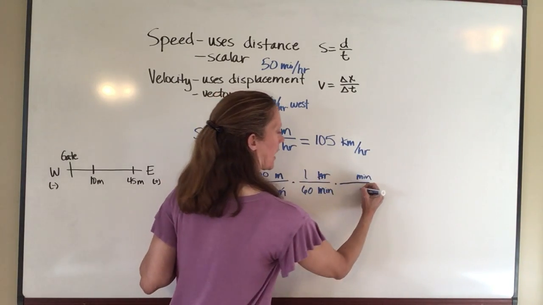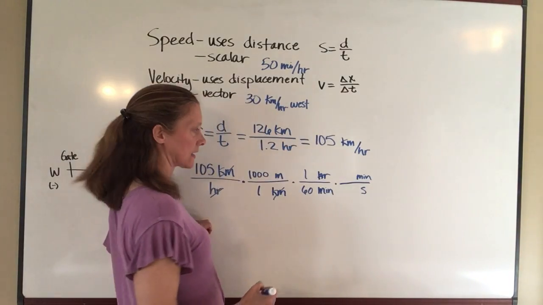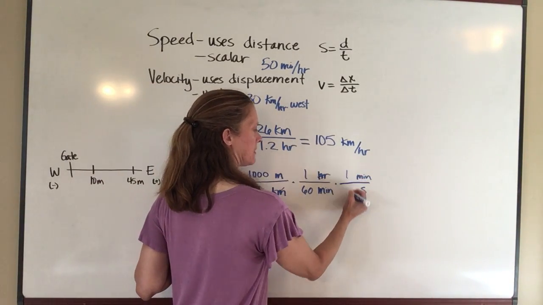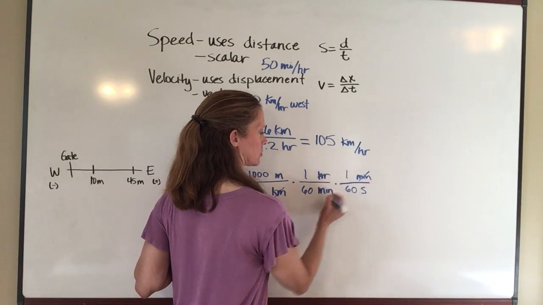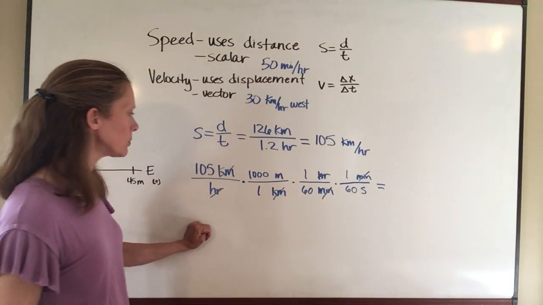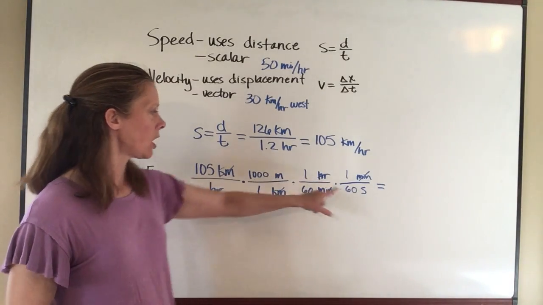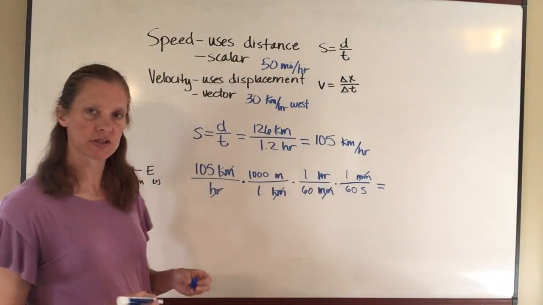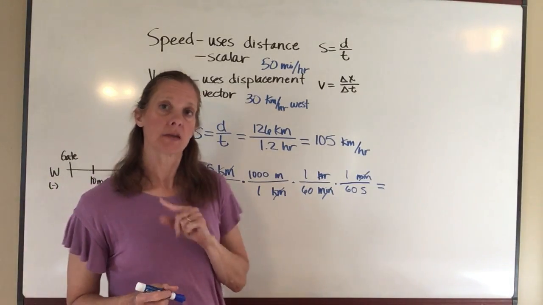So I need to put it on the top, and I need to get that to seconds. And I know that in 1 minute, there are 60 seconds, so minutes will cancel out. And so now when I divide this out, I'm going to have units of meters per second because everything else is canceled out. So again, get your calculator.